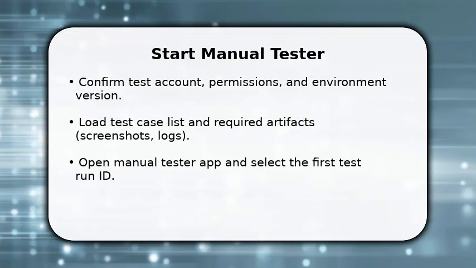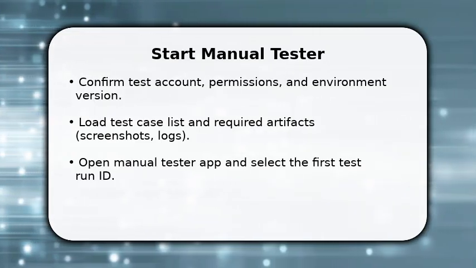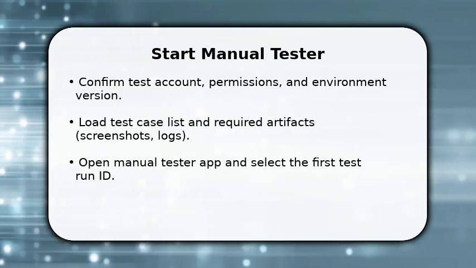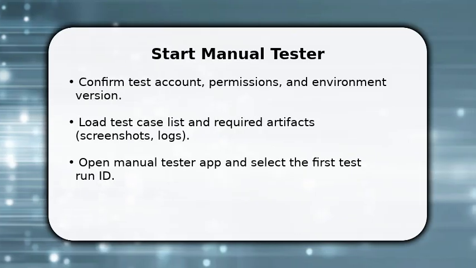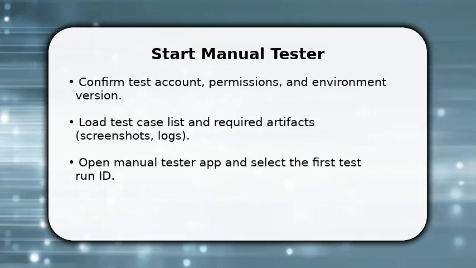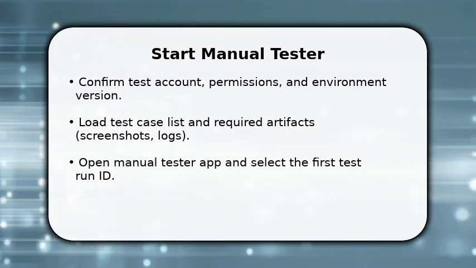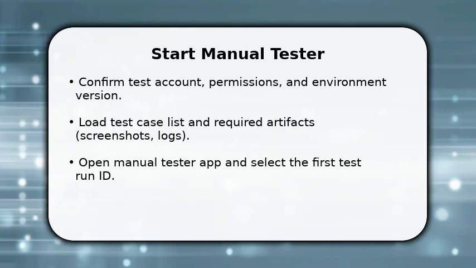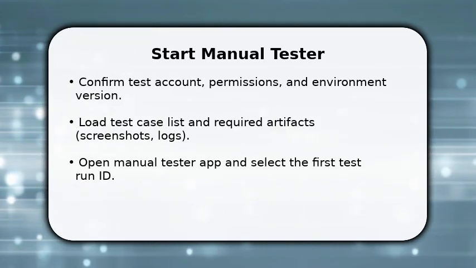You begin by verifying the test account, environment version, and permissions so you can act immediately. Once done, open the manual tester application and load the specific test run ID. You must also import the test case list and required artifacts like screenshots and logs so nothing blocks you later. Make sure to set the browser or device profile to the target configuration.